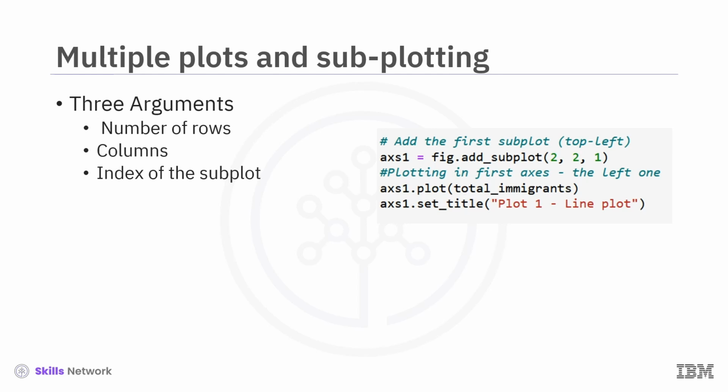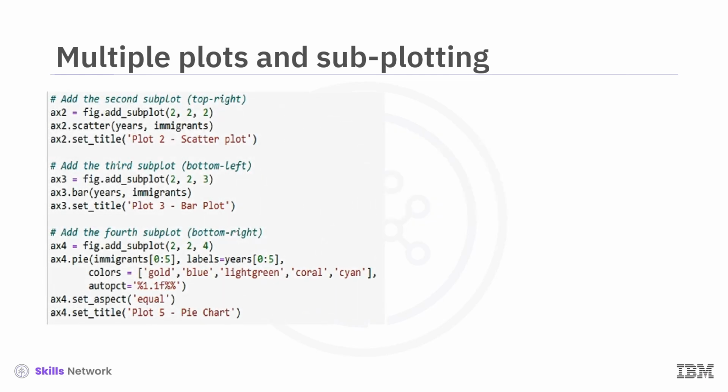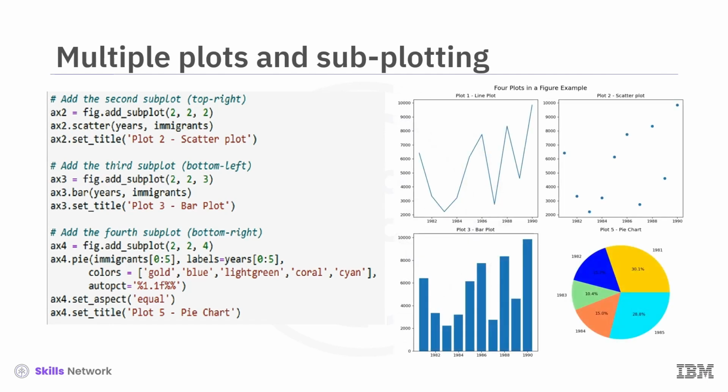ax1 equals figure.add_subplot(2, 2, 1). This one means the first axes on the 2 by 2 divided figure. Then, on these axes, create the plot like ax1.plot. Similarly, you can plot all the plots you want on the 4 axes. Like this, you have all your plots on this figure.